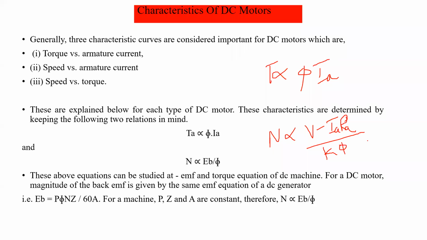So that is equal to, what we can write? N is proportional to V minus Ia Ra, which we can also write as V minus Eb, upon phi. Eb upon phi. So from these two equations, we are going to be able to draw the characteristics. Is it right? Okay.